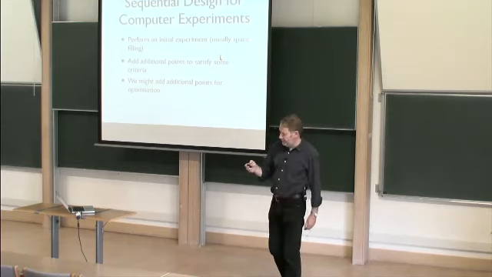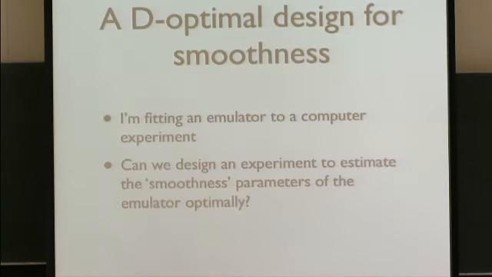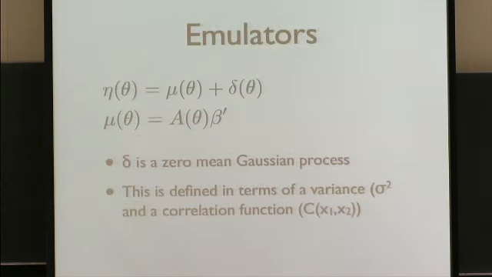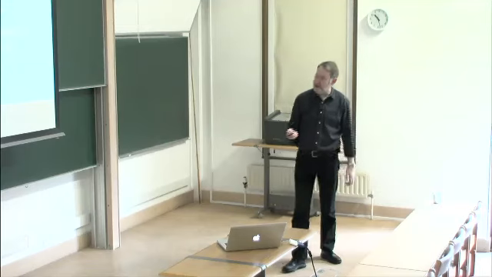They also allow us to do some other things, and I'll talk about one of those now, which is some work that I've been doing, looking at a design for the smoothness parameter of the emulator. If we go back to the slide about the emulators, we have this Gaussian process, and there's a variance term which we can estimate, and there's this correlation function, and that correlation function has a smoothness parameter, a length scale, that is quite hard to estimate. Anyone who's ever fitted an emulator will know this, that the tricky bit is getting that smoothness. So can we actually have a design that helps us to do that?